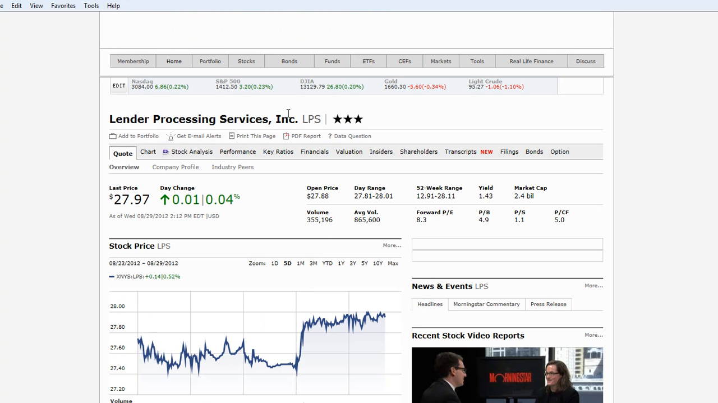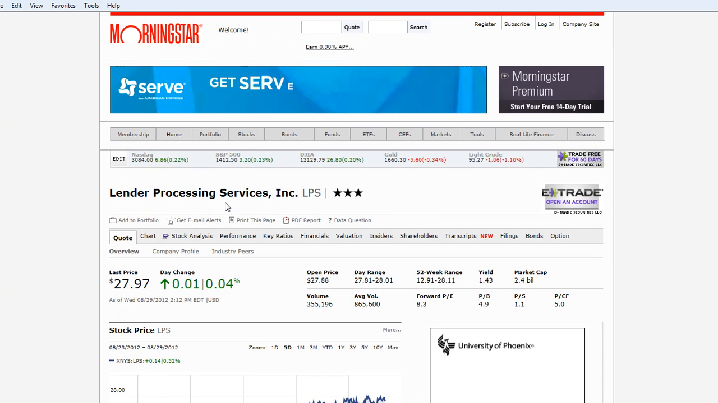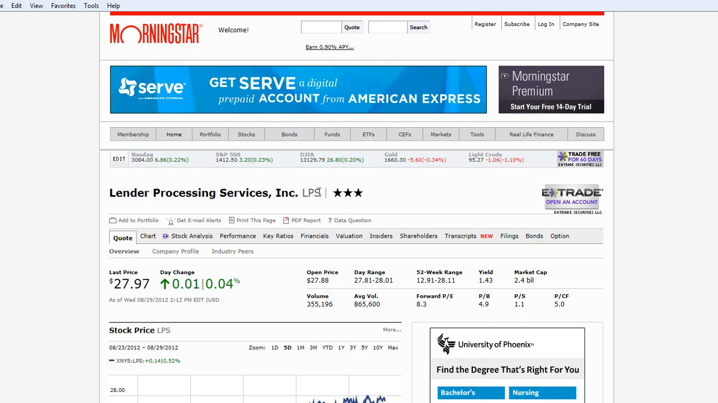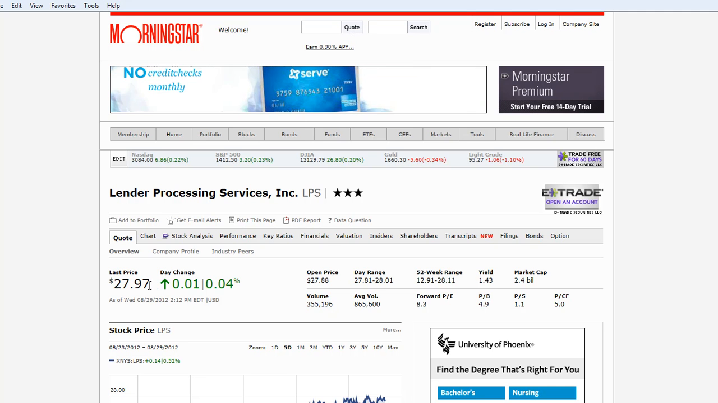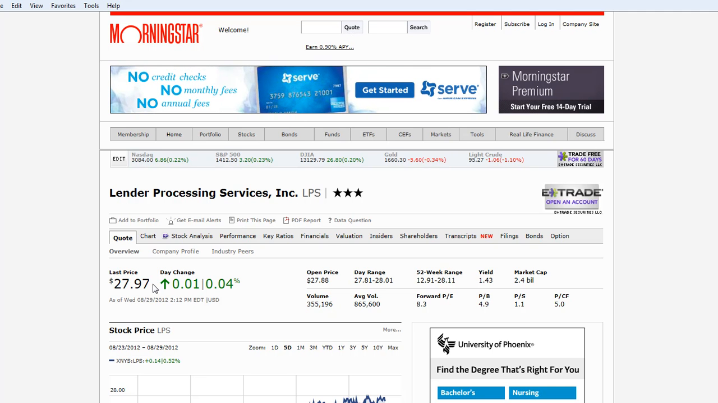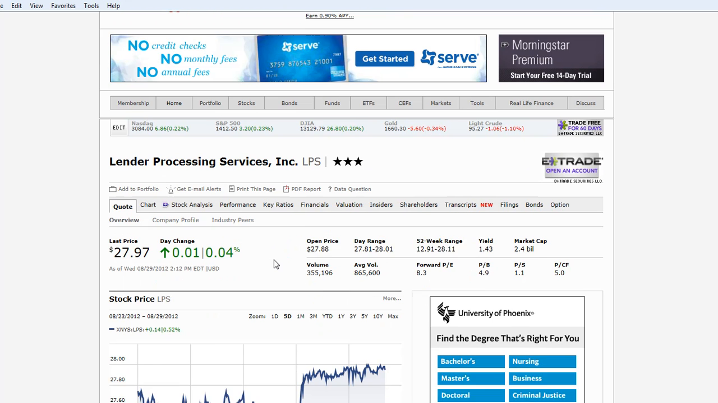You've got the name of their company, Lender Processing Services. We've got LPS, that's the stock symbol, for them. If you want to pull it back up, it's real easy. Just type in their symbol and hit quote. Their last price was $27.97. It's up, looks like a penny for the day.